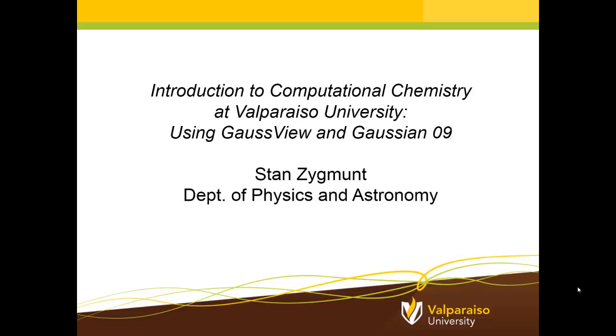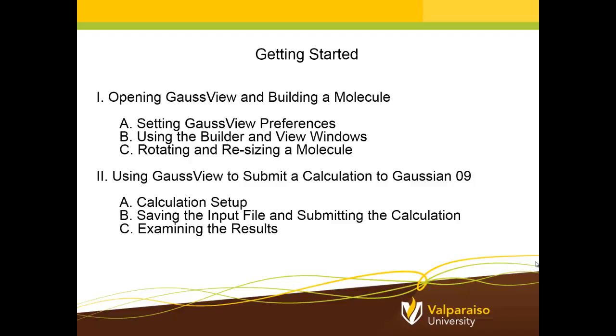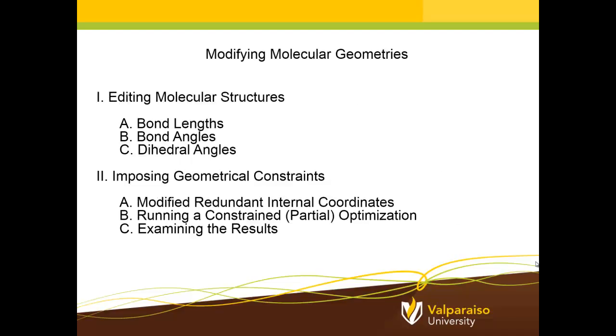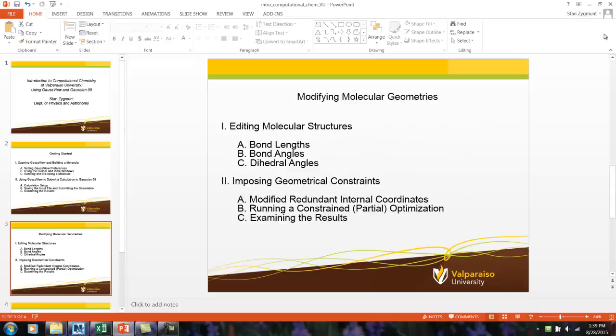In a previous session of Introduction to Computational Chemistry at Valparaiso University, I went through a very quick introduction to how to open GaussView and build a molecule and then use GaussView to submit a calculation to Gaussian 09. What I'd like to do in this session is very briefly give some examples of how you edit molecular structures using the powerful features of the GaussView program.